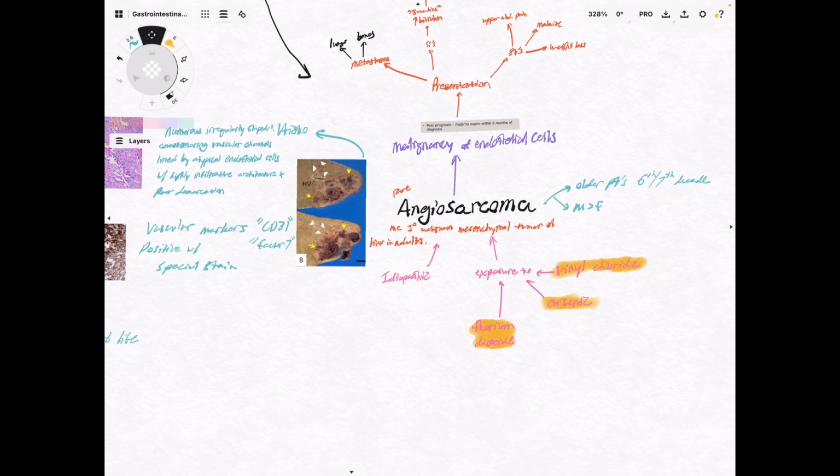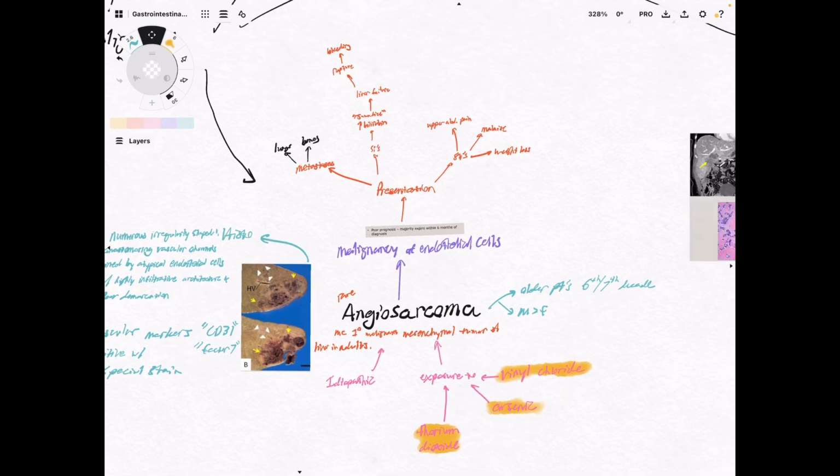So again, it's a malignancy of endothelial cells, but how does this malignancy come about? Exposure to some environmental elements. You can see arsenic, which is a poison, and then vinyl chloride, and thorium dioxide. And of course, there are idiopathic causes, or causes that are not known. In terms of epidemiology, it presents in older patients, in the 6th to 7th decade of life, and males are more commonly affected than females, as opposed to hepatic adenoma or focal nodular hyperplasia, where females are more commonly affected.